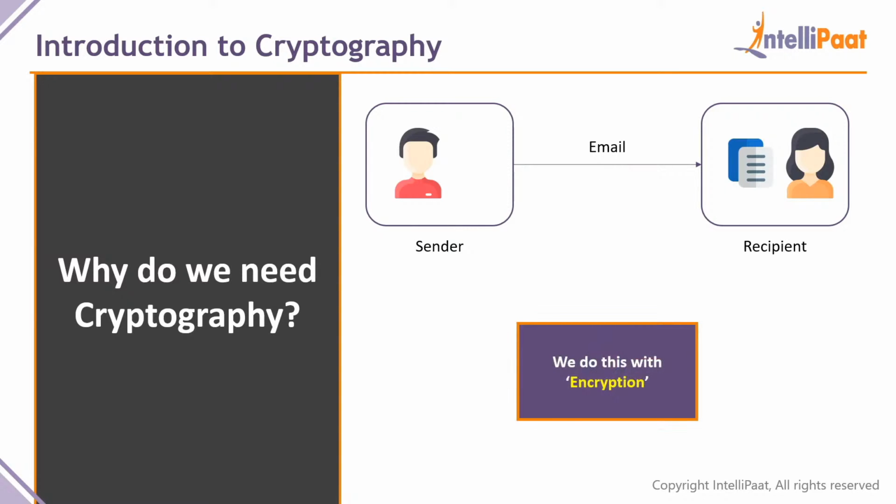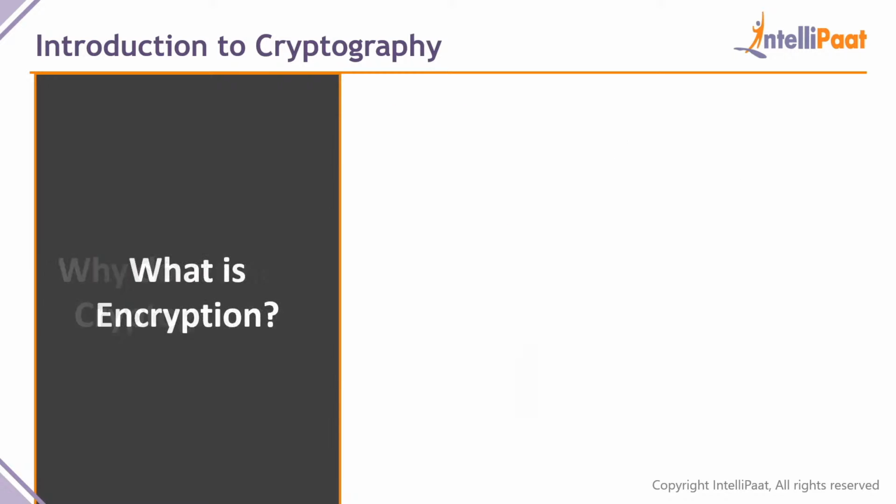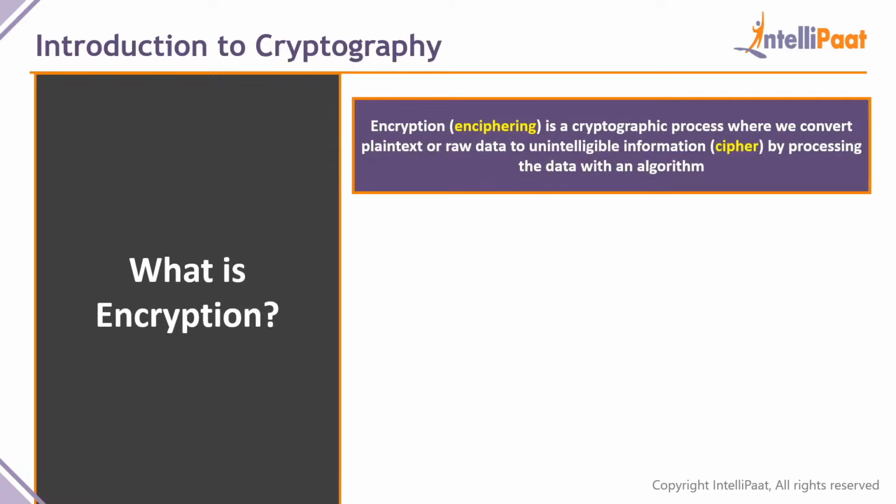So we do this with encryption. So what is encryption exactly? Encryption, or enciphering, is a cryptographic process where we convert plain text, which means the text that we directly enter on our keyboards, or raw data, to unintelligible information or cipher. Unintelligible information means random gibberish, or so it appears to somebody who looks at it from a third person's perspective, random data essentially, by processing the data with an algorithm.